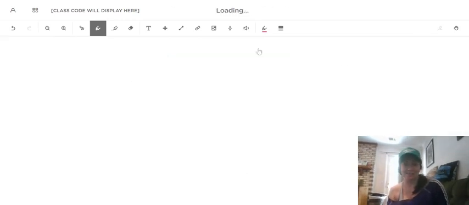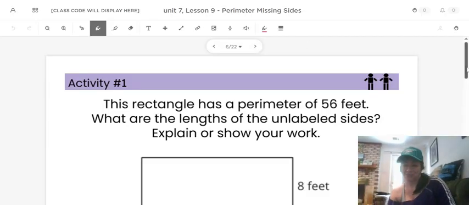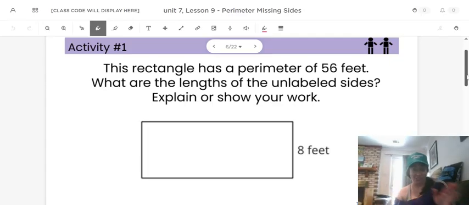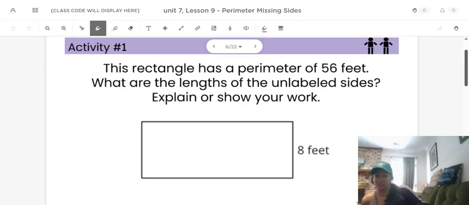Okay, let's go to the next one. All right. This is trickier. I'll show you how to solve it, but I'm going to let you work on it first. You are welcome to work on this with a partner. You are welcome to work on this individually.